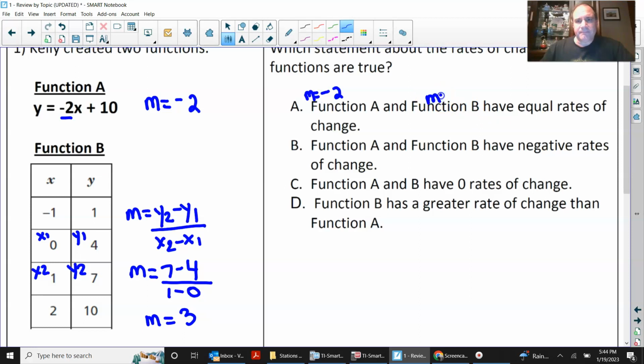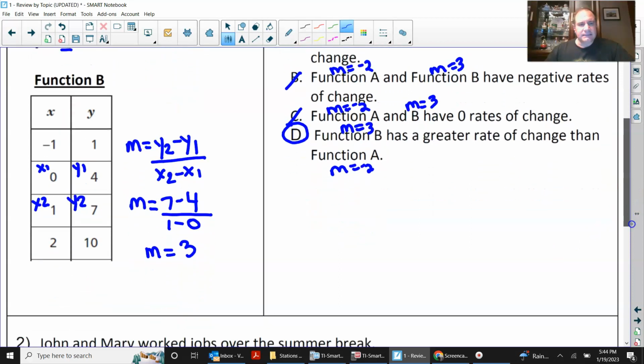And function B, which is 3, have equal rates of change? No, they don't. Function A is negative 2, function B is 3. They both have negative rates? No. Function A is negative 2, function B is 3. They have zero rates of change? No. Function B is 3, and function A is negative 2. Function B has a greater rate of change than function A, yes. And that is that.